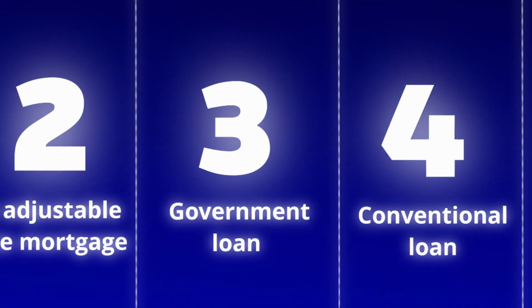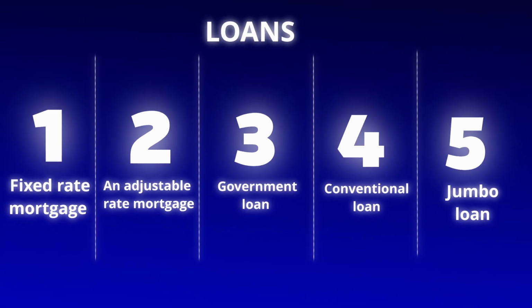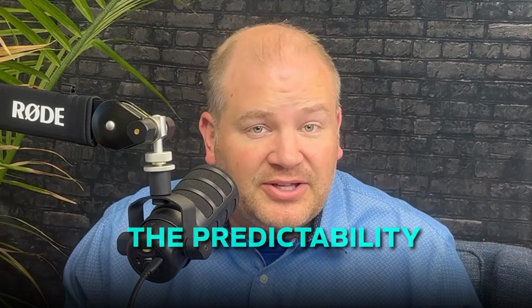So let's go back to those 5 different types of loans and talk about some of the pros and cons of each of them. So let's talk about a fixed rate mortgage first. Obviously, one of the big benefits of a fixed rate mortgage is the predictability of it. You don't have to worry about things. If interest rates change in the market, hey, and you already locked in a low rate, you're good. You don't have to worry about that rate going up or down. Okay, so that's all the different loan options that are out there.